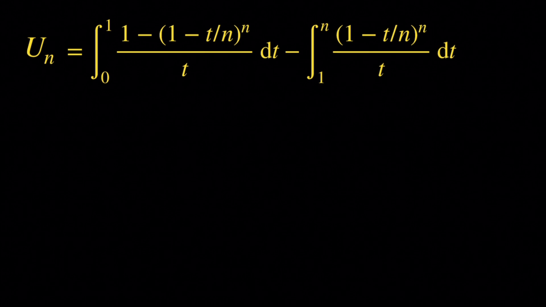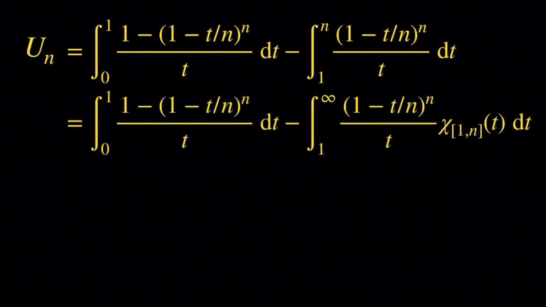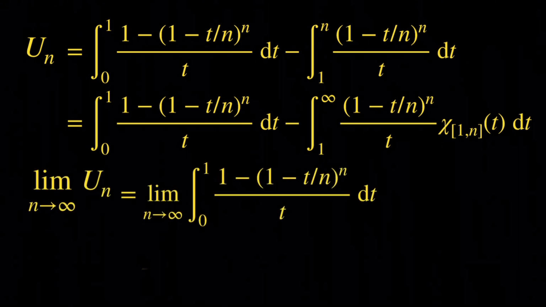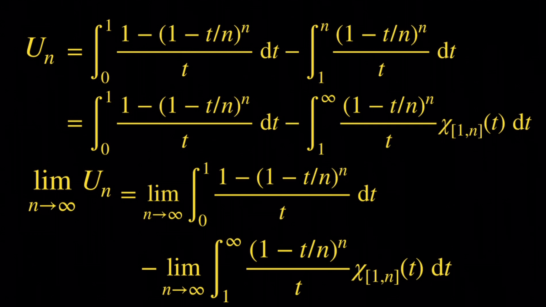So now we want to rewrite the last integral as an improper integral from 1 to infinity. In order to do that, we're simply going to multiply the integrand by a cutoff function, meaning the characteristic function of the interval from 1 to n. And we get the following. Okay, now we can take the limit. Now as we take the limit, we get the limit of u_n, which is equal to that.